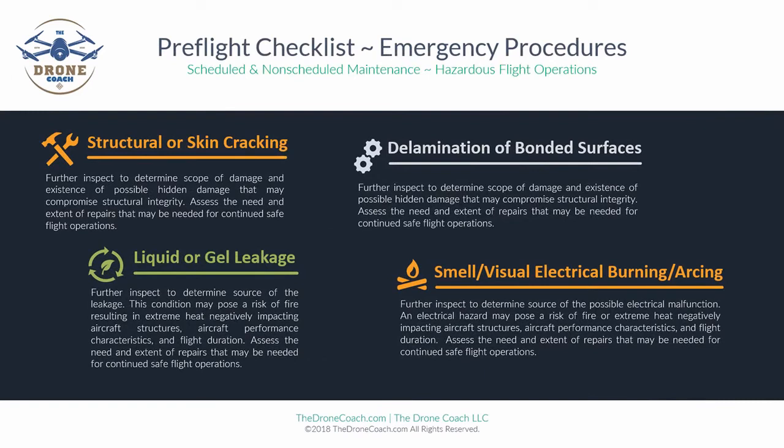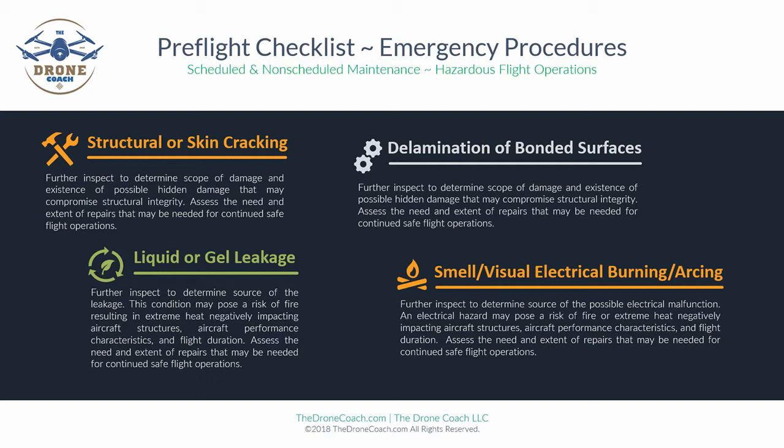So the pre-flight checklist in part may include looking for structural or skin cracking, to further inspect and determine the scope of damage and existence of any possible hidden damage that may exist with your sUAS. Also delamination of bonded surfaces, to further inspect to determine the scope of damage and existence of possible hidden damage that may compromise structural integrity. You would assess the need and extent of repairs that may be needed for continued safe flight operations.